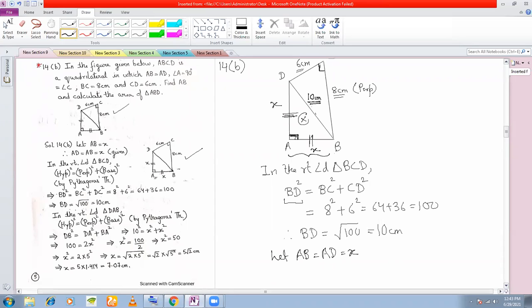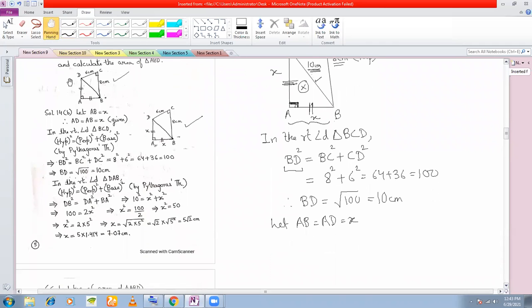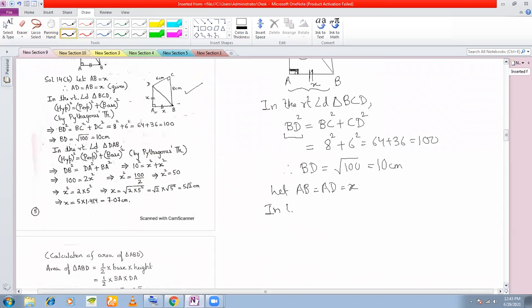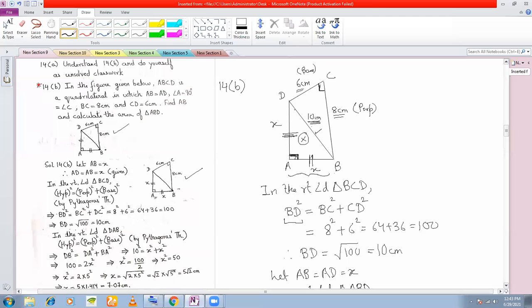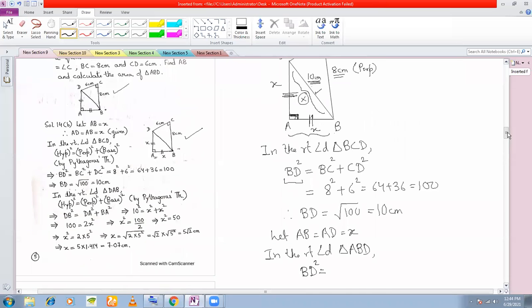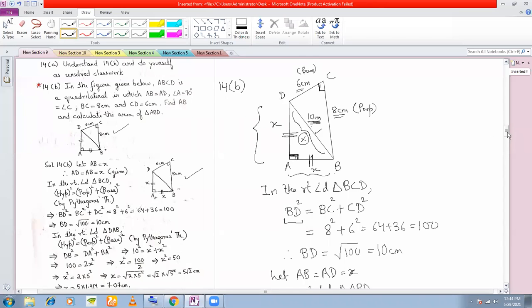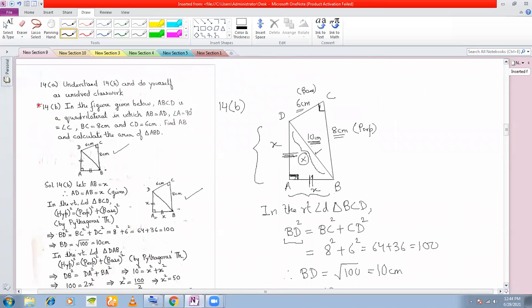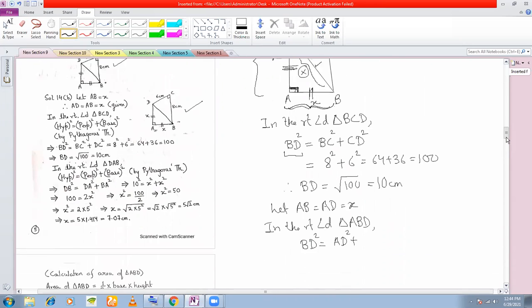Now you see this right angle triangle. In this right angle triangle, this is the hypotenuse, right? So we write in the right angled triangle ABD, which one is the hypotenuse? This one. BD is the hypotenuse. So hypotenuse square BD is equal to perpendicular square. You can take this as your perpendicular, AD square plus base square. Base you can take as AB square.